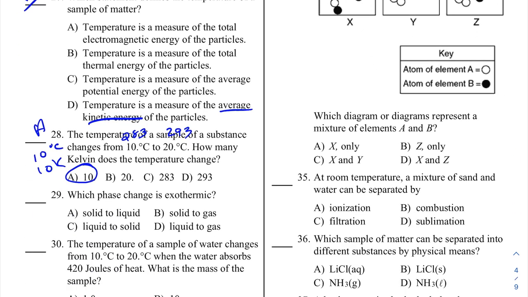Which phase is giving off heat? Exothermic. That would be gas to liquid, liquid to solid, or gas to solid. So choice C. Putting that water into the freezer to make it ice cubes is giving off heat.